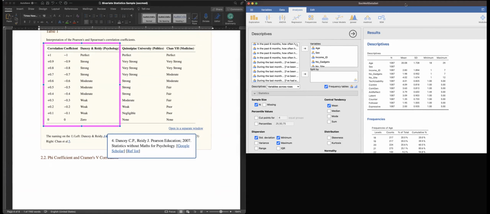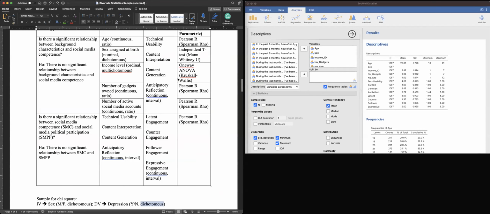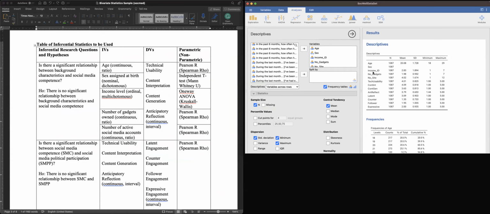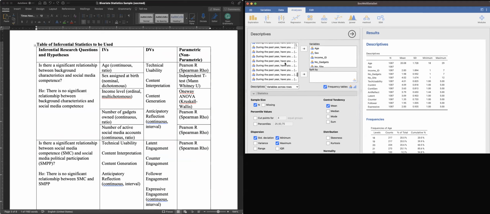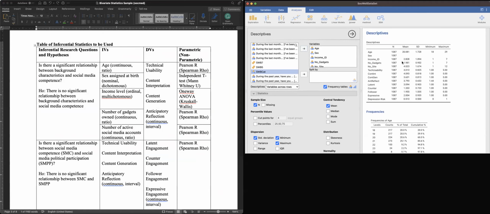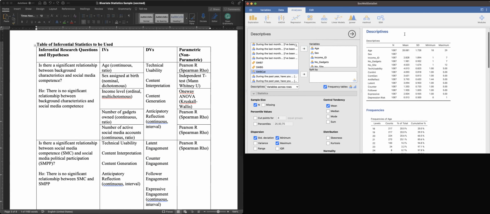So here is the JAMOVI. So here are the variables. So we have age, sex, income ID, number of gadgets, number of active social media accounts, so sites, technical usability, content interpretation, content generation, anticipatory reflection, latent engagement, counter, follower, and expressive engagement. And maybe I can just put here the depression, right? So let's see here. Yeah, depression. So depression risk, yes, no. Okay. So all of them, 1,087. All right. So this is the data that we have.